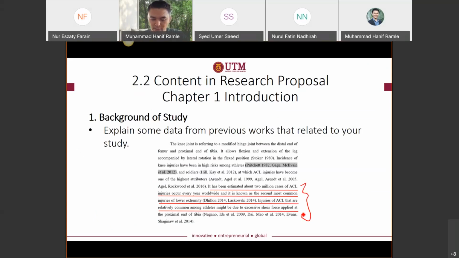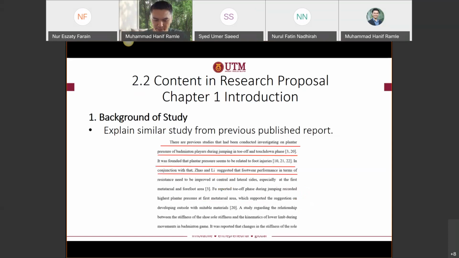Okay, you have to put some words like this. It has been estimated about 2 million cases of ACL, meaning that the cases are still happening in the clinical industry, in the hospitals, in the clinics, in medical institutions around the world. So you have to explain about this.